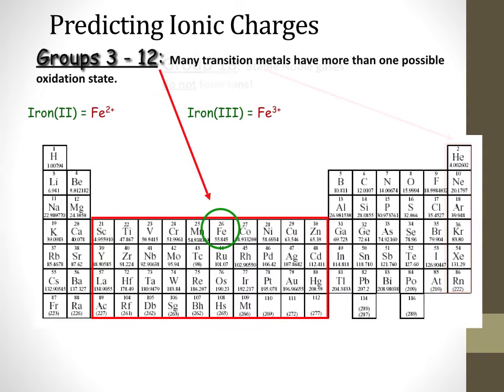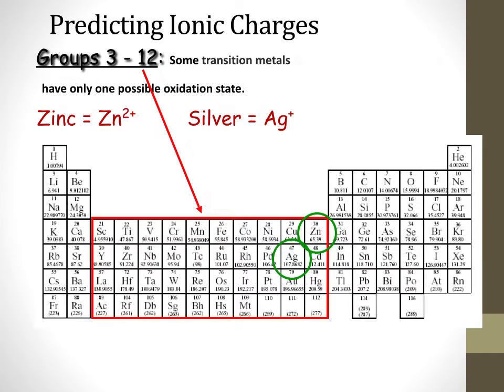If we do go farther into the transition metals, many transition metals actually have more than one possible oxidation state. So you can look at iron. Iron can be +2 or +3. But some of them don't. So zinc is always +2 and silver is always +1.